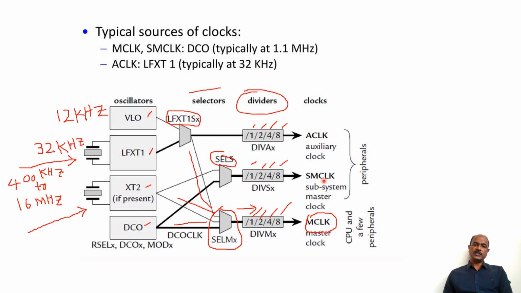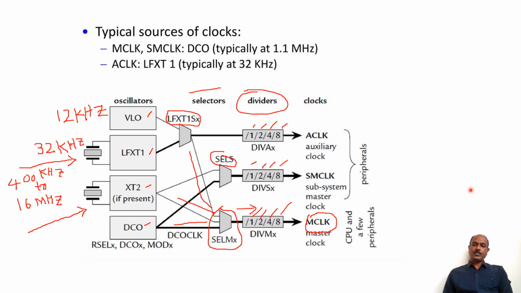Then what about these two, SMCLK and MCLK? By default, as you can see here, it is shown by a thicker line. So MCLK will be generated by this digitally controlled oscillator. And again this SMCLK will be generated by this DCO, that is digitally controlled oscillator. So both SMCLK and MCLK will be generated by default by the DCO. And what is the typical value of frequency? It is in the range of 1.1 megahertz usually.